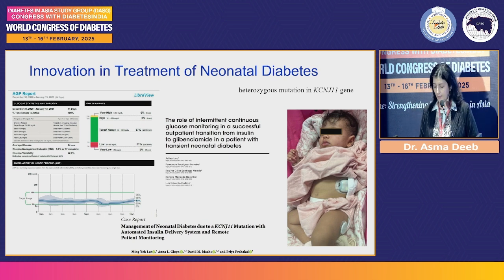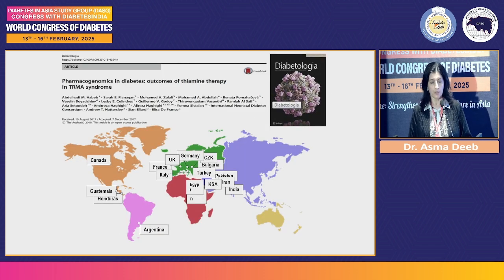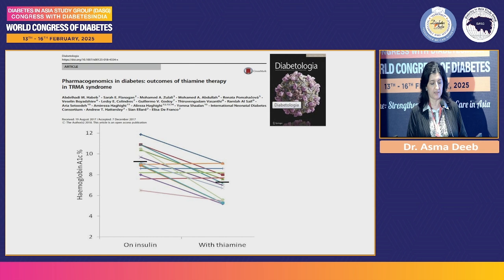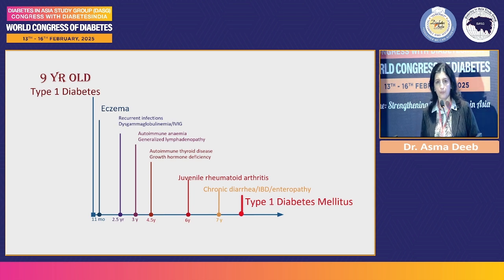This is a little girl whom we diagnosed a few months ago with neonatal diabetes, and she was beautifully managed with a patch pump. The last example on monogenic diabetes, the neonatal one, is TRMA, which is thiamine-responsive megaloblastic anemia, an autosomal recessive disease. It's not only that the anemia improves by giving thiamine, but also diabetes control is improved, as you can see here in this article, where the HbA1c goes down, not with consolidating insulin treatment, but also with provision of thiamine.